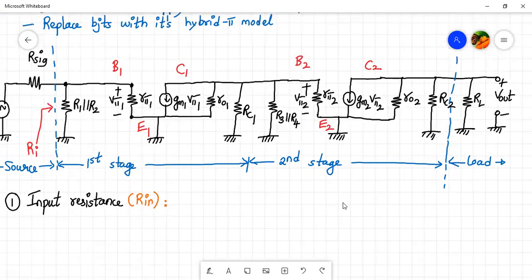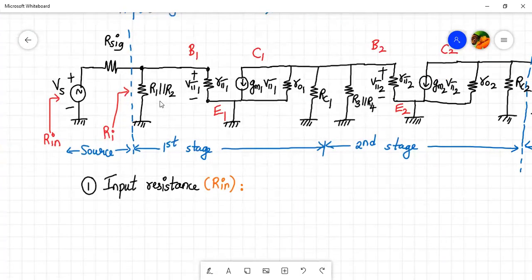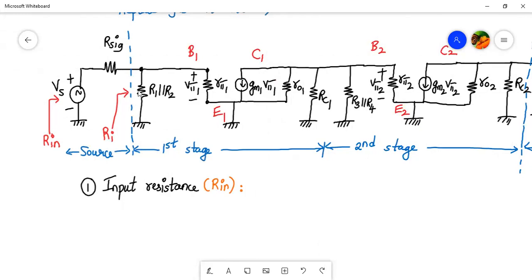So we have to find Ri and Rin. Ri will be like if we are standing over here. What do you see on the right hand side? We see R1 parallel to R2, and again we see r pi 1. We stop there because the impedance offered by the current source gm times v pi 1 will be infinite. So what will be Ri first? We'll write it down.